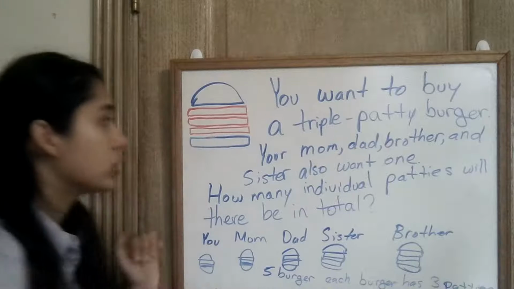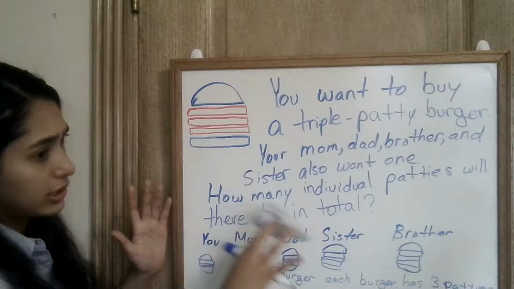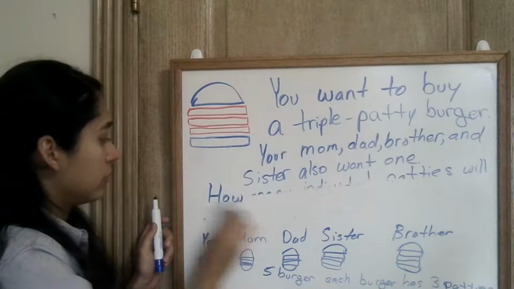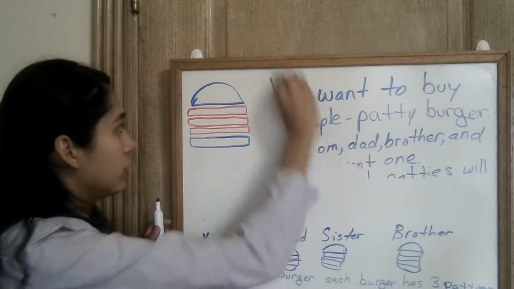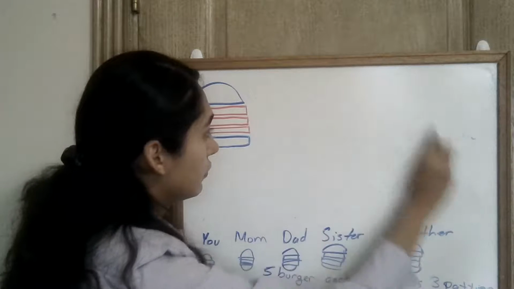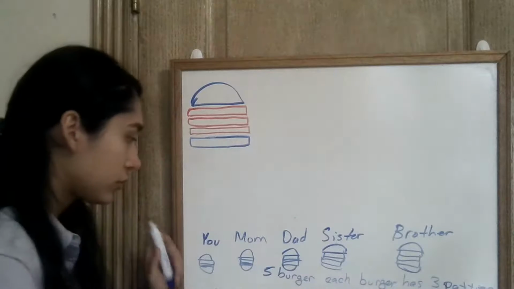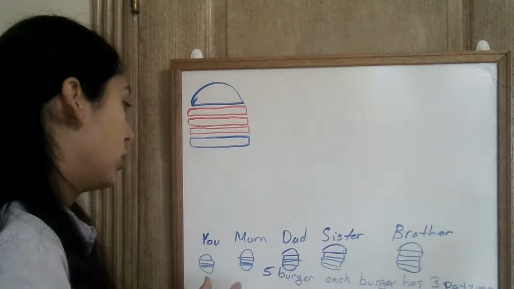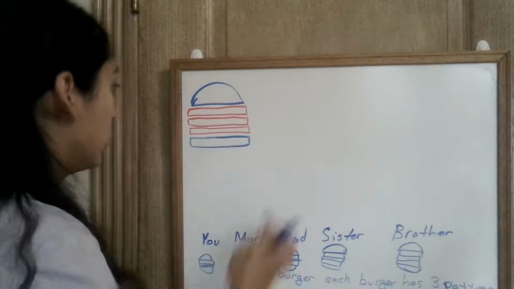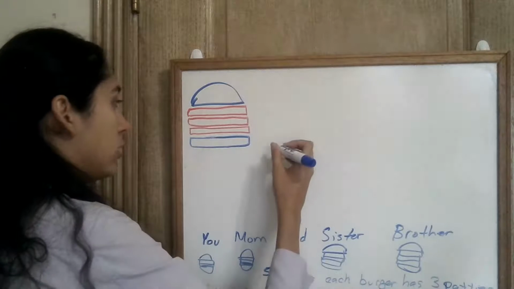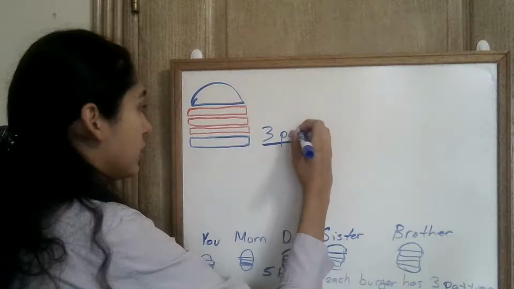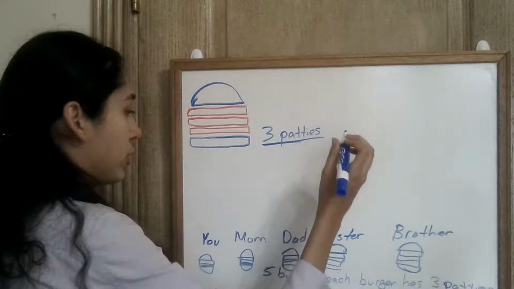All right. So at this point, I'm going to go ahead and erase the question because I kind of need some room to work here. All right, so each burger has 3 patties. We're talking about wanting 5 burgers. Cool. So we're just talking about 1 burger, 3 patties per burger.